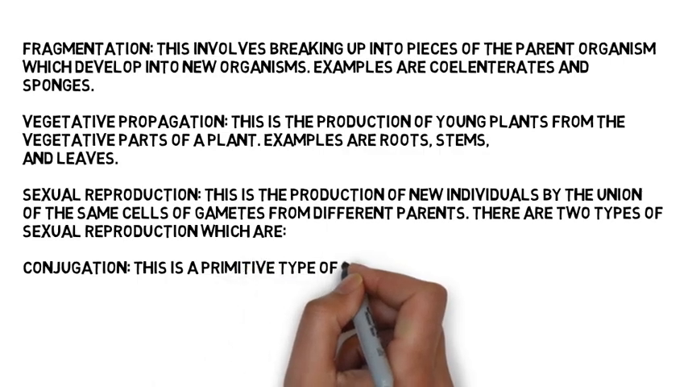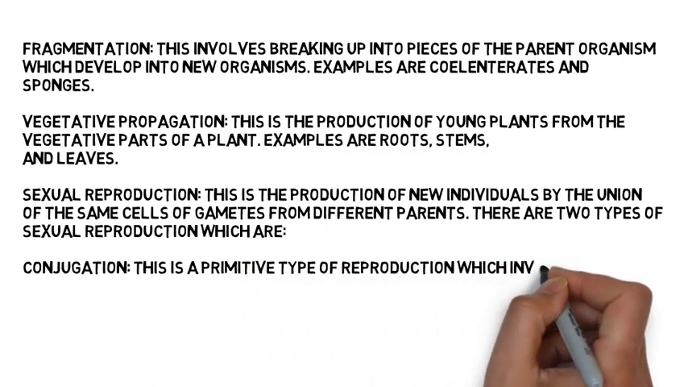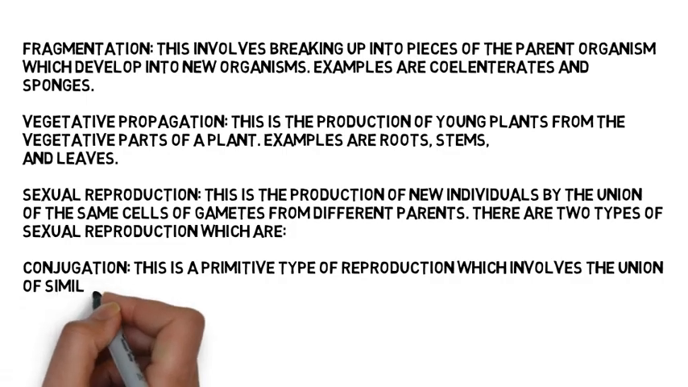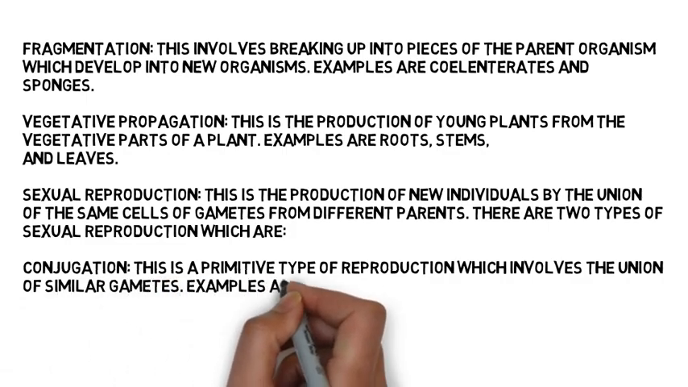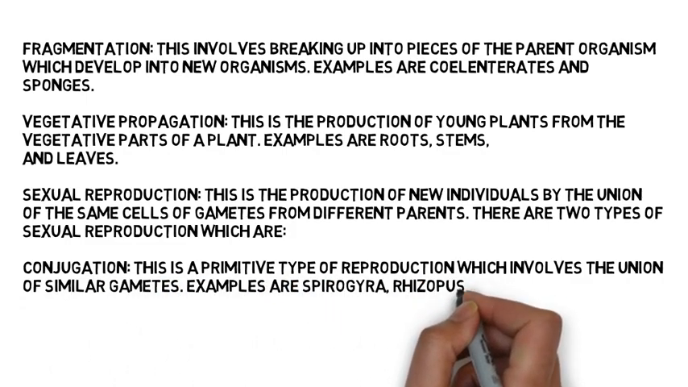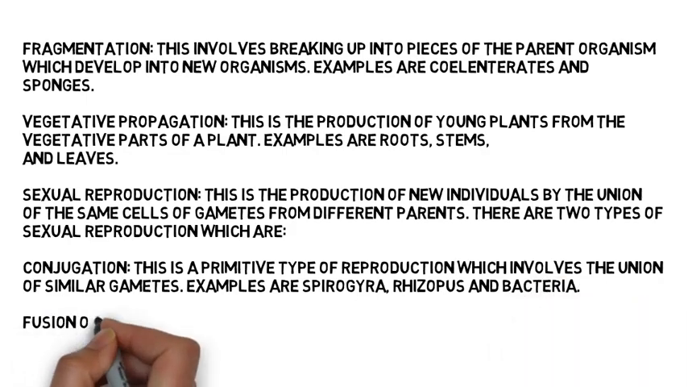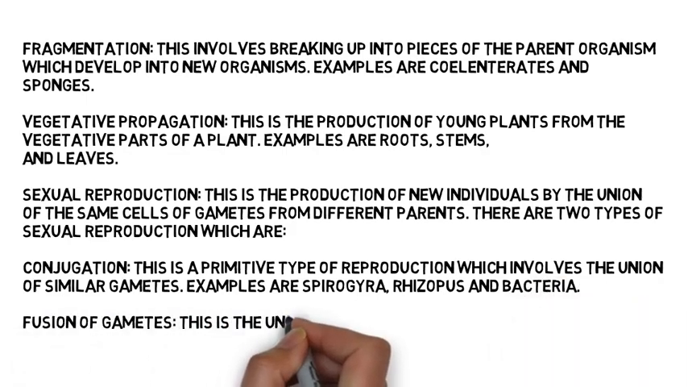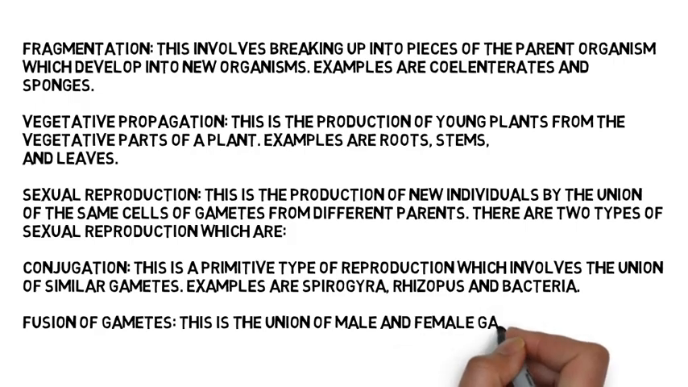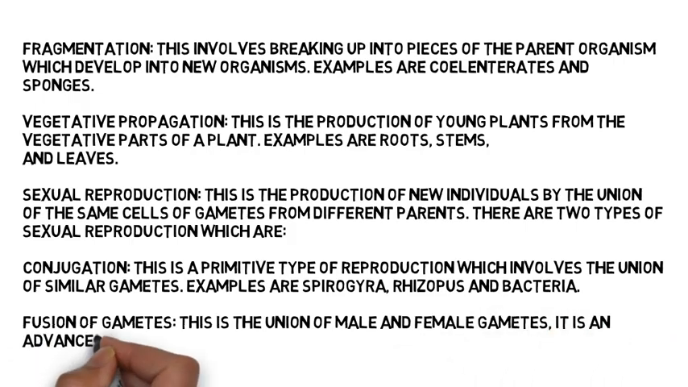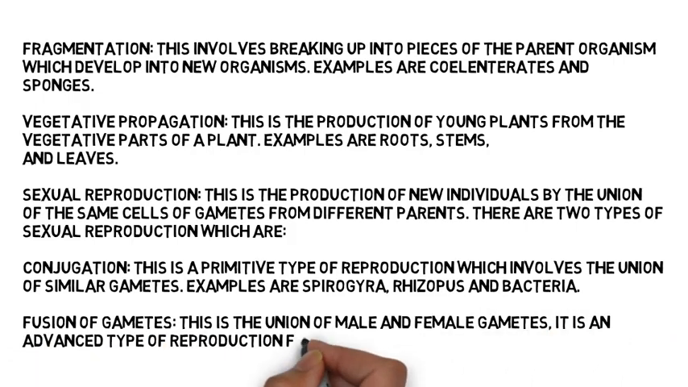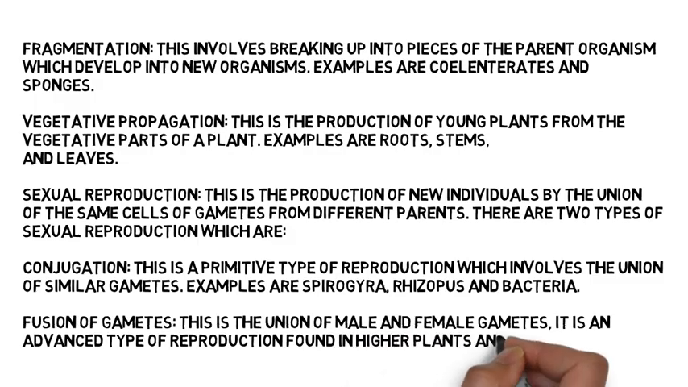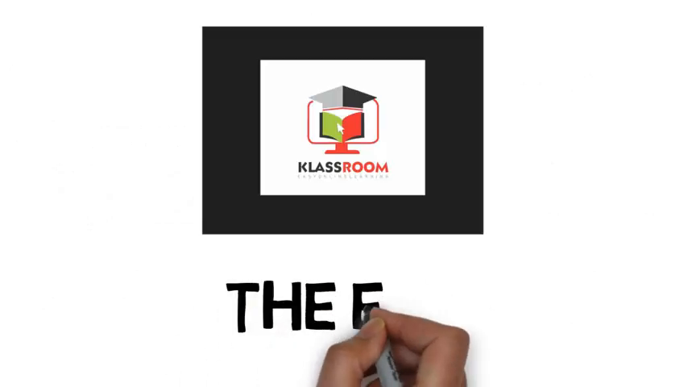Examples are Spirogyra, rhizopods, and bacteria. 2. Fusion of gametes. This is the union of male and female gametes. It is an advanced type of reproduction found in higher plants and animals. That will bring us to the end of cell properties and functions.